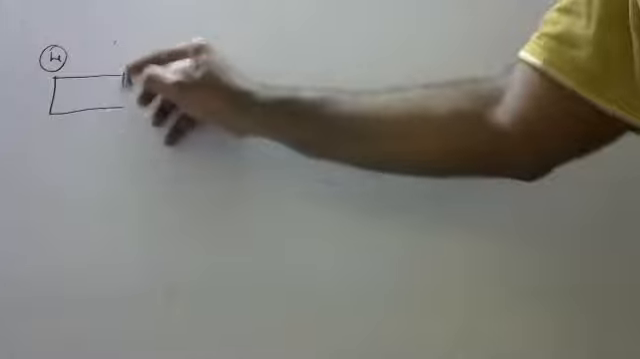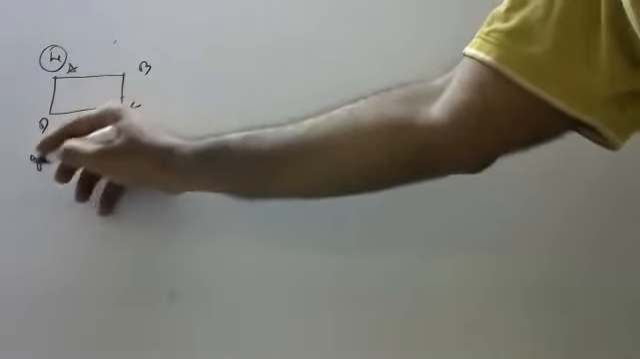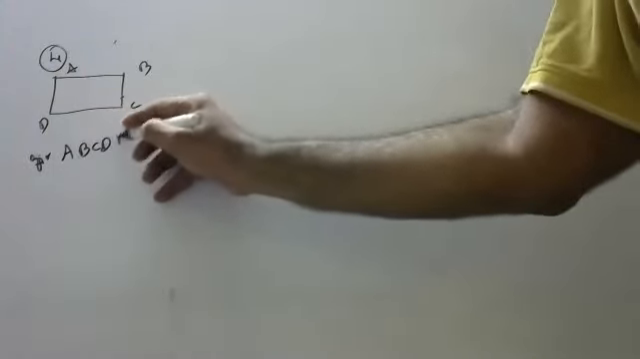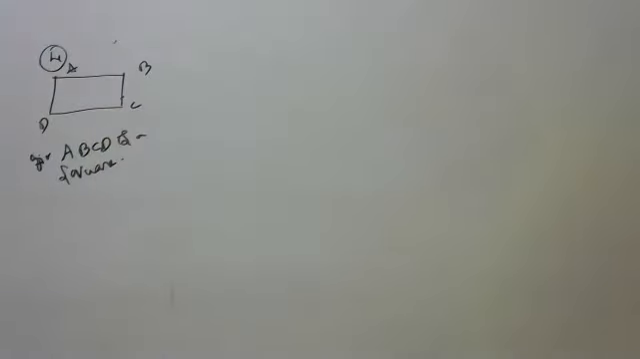Fourth sum. Show that the diagonals of a square are equal and bisect each other at right angles. Children, he's saying it is a square. A, B, C, D. He has given that ABCD is a square. He's asking to prove that diagonals are equal.